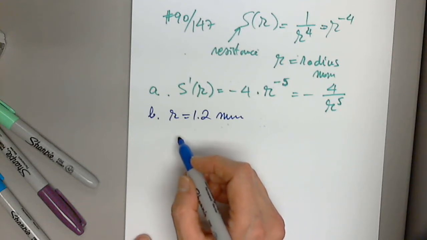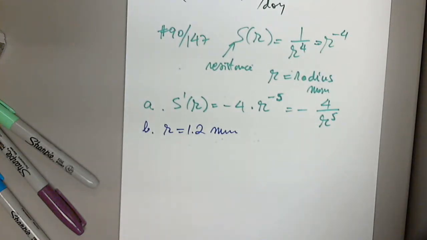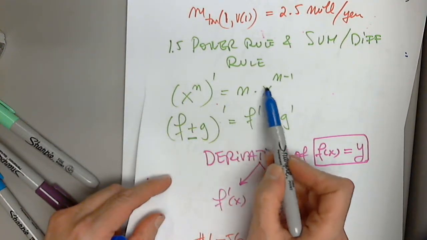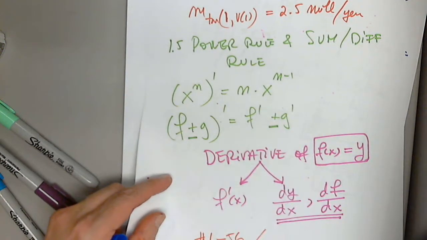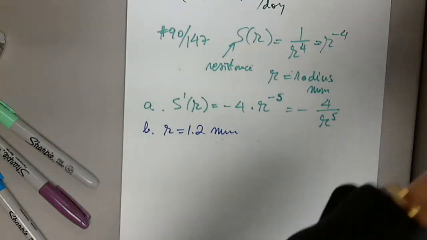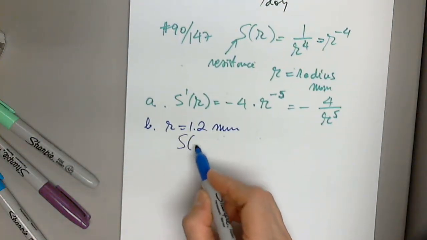Where did you get the 5 from? The negative 5 from? So the formula for the power is this. Negative 4, negative 4, negative 5 minus 1. Good. So then what are we asked to find in part B? S of 1.2. Very good.